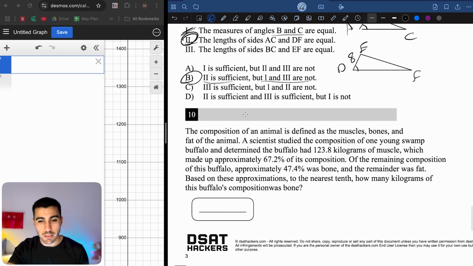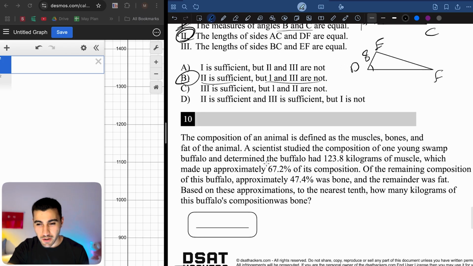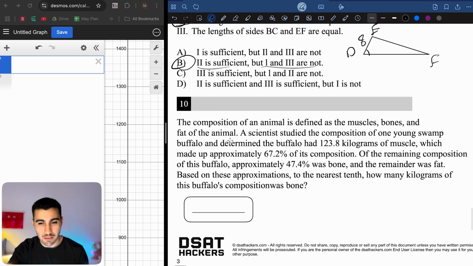And there we go. Last question. The composition of an animal is defined as the muscle, bones, and fat of the animal. A scientist studied the composition of one young swamp buffalo and determined the buffalo had this many kilograms of muscle, which made up approximately this percent of its composition. So 67.2% of the whole composition of the buffalo is 123.8 kilograms of muscle.